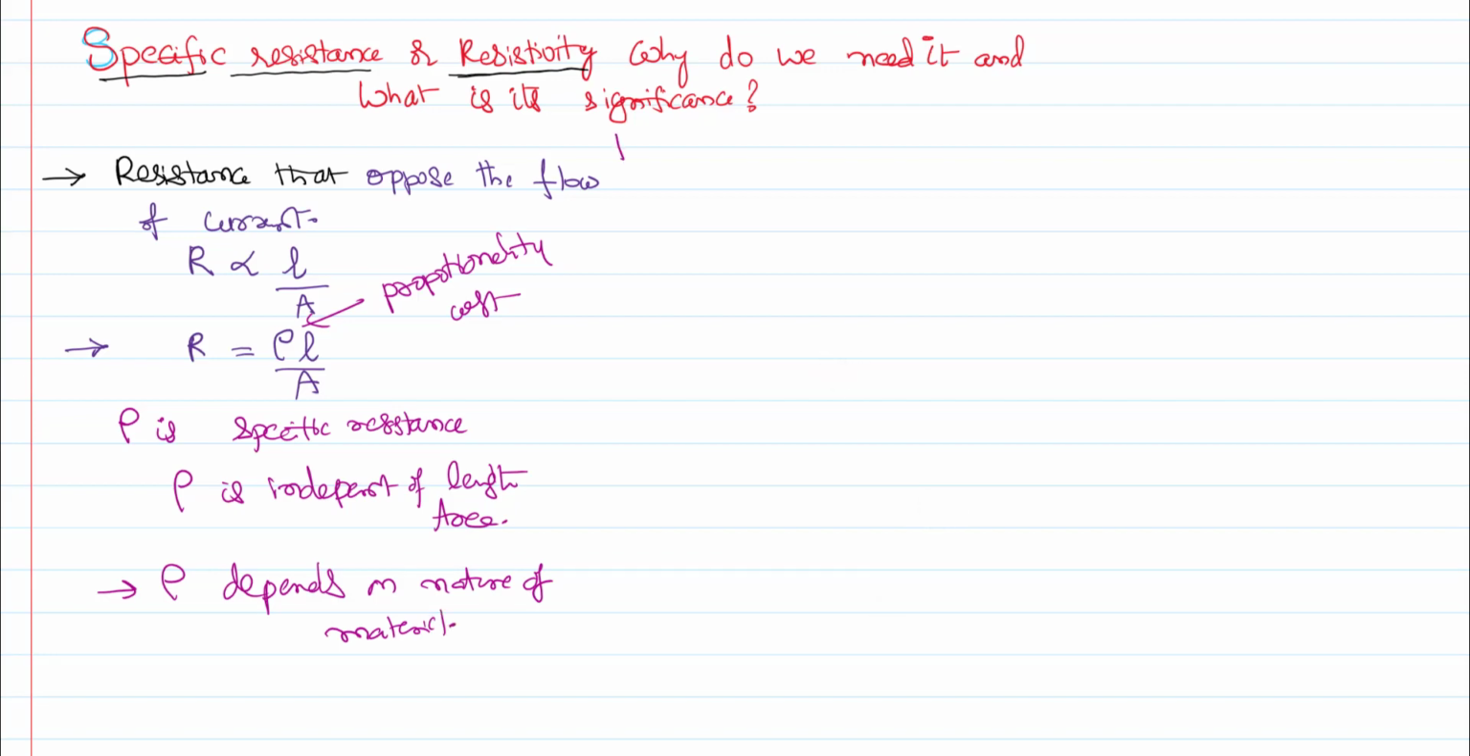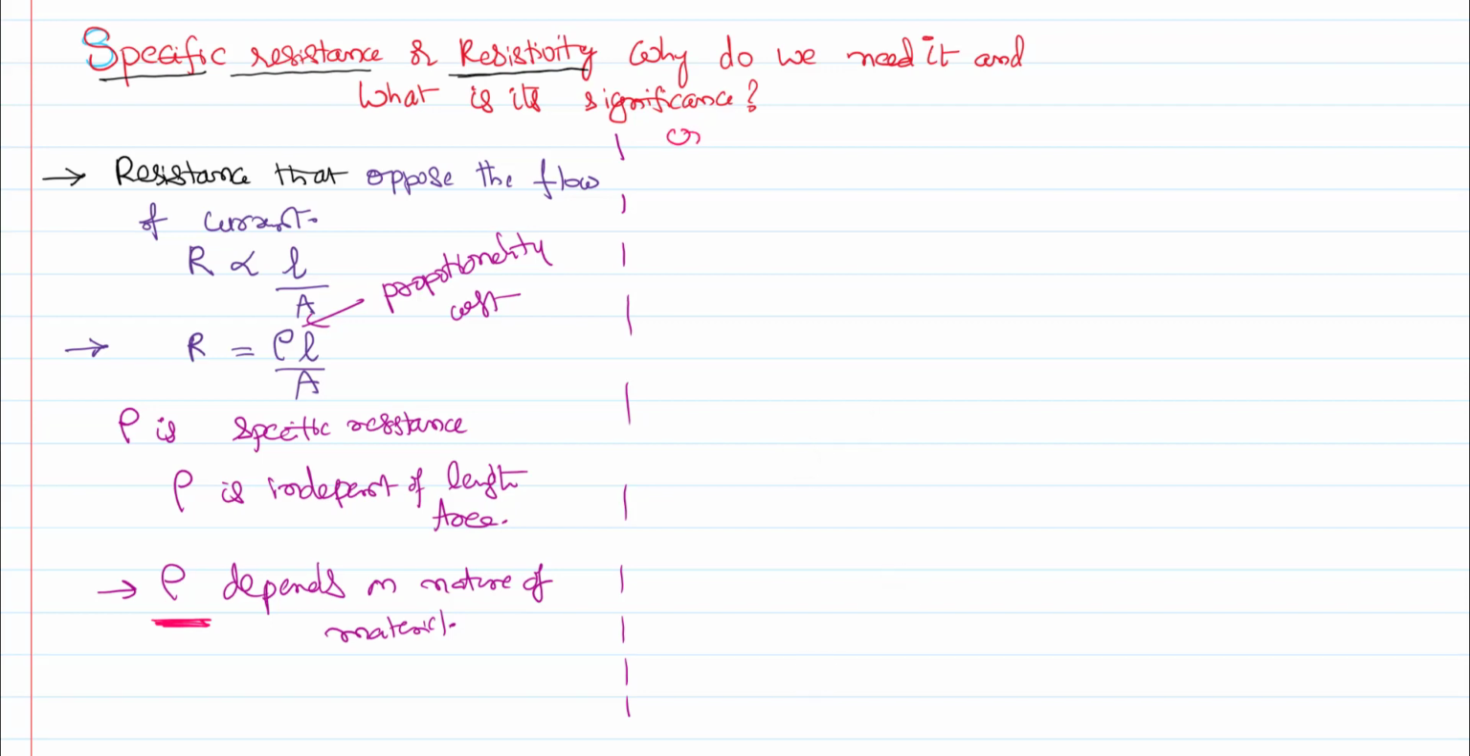Now you have the advantage of rho instead of R. When you say rho, it is the same for a given material under all circumstances, whereas resistance is different. So when we need a single parameter which is the same irrespective of their dimensions, I can use the word resistivity or specific resistance. That's why we need rho.